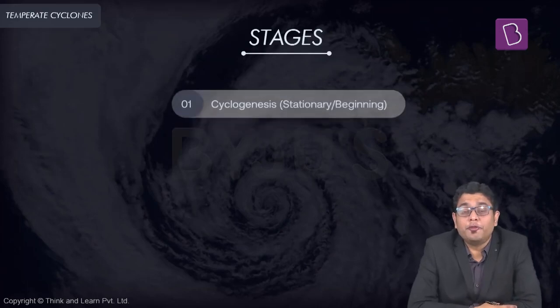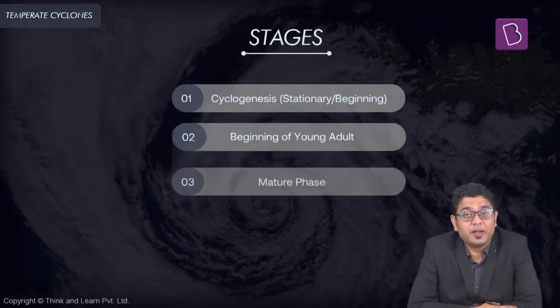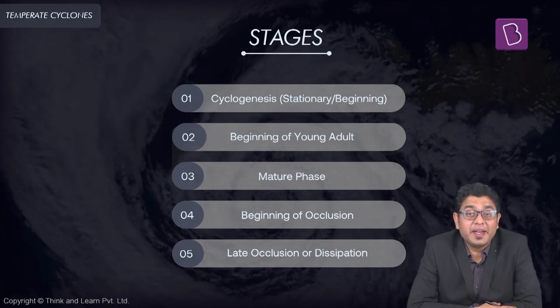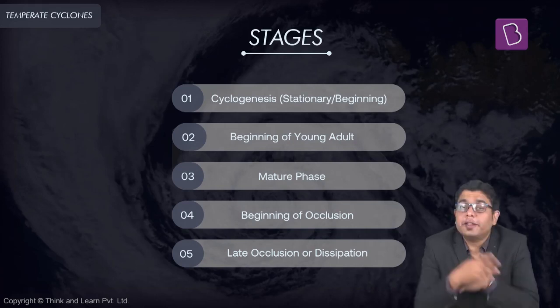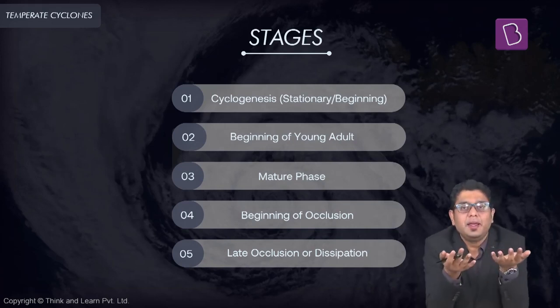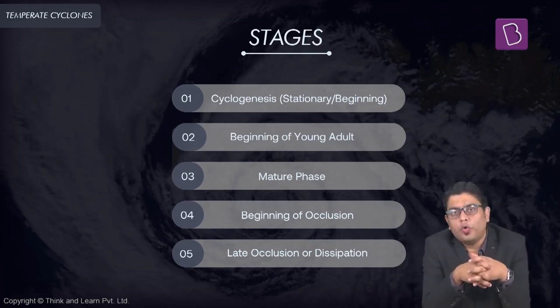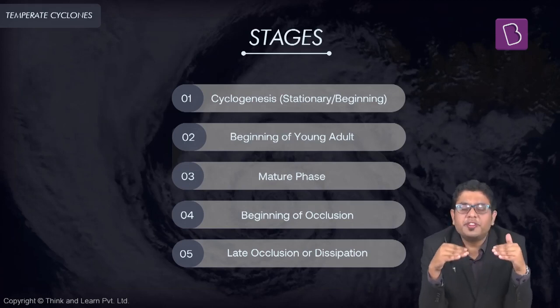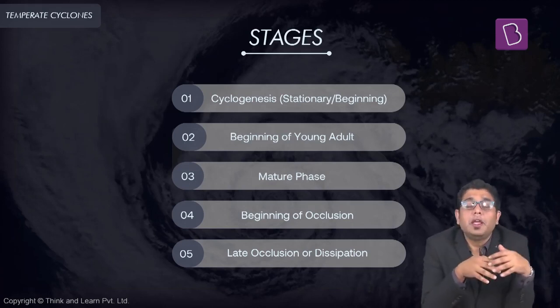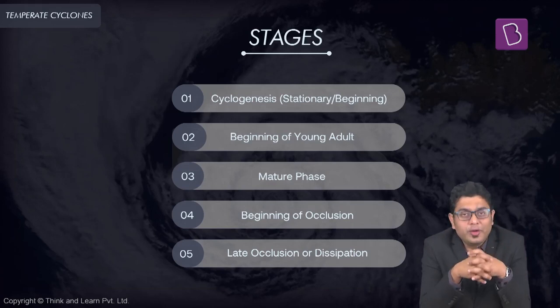Various stages of formation of a temperate cyclone. So the formation of a temperate cyclone, as you can see on your screen, is accompanied by various different stages. It is not as if suddenly there will be a temperate cyclone and suddenly that cyclone will end up disappearing. No, there are various processes which have to happen in order for that cyclone to develop.